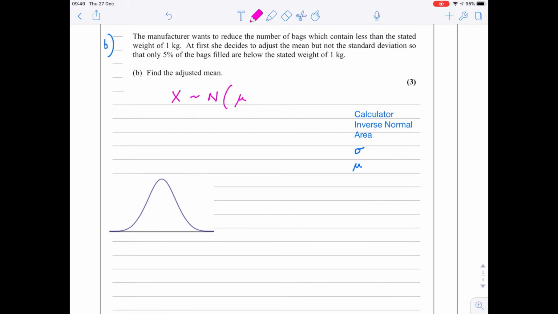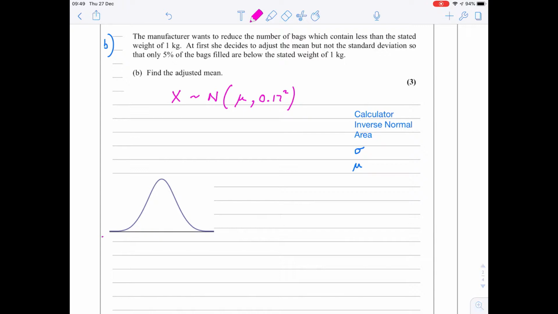We don't know the mean. The standard deviation is still 0.17. And we're going to need the inverse normal mode on the calculator. But we can't use it directly with this distribution because we don't know both sigma and mu, and to use the normal functions on the calculator you need both a standard deviation and a mean.